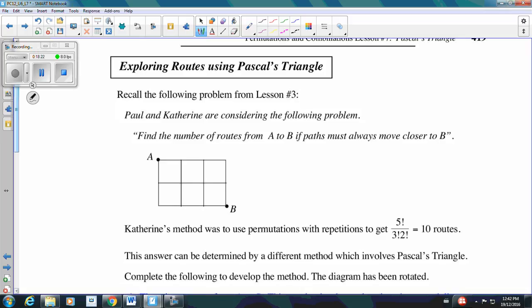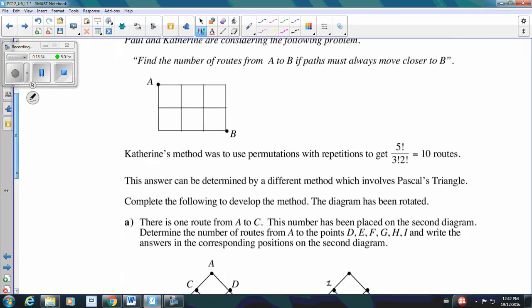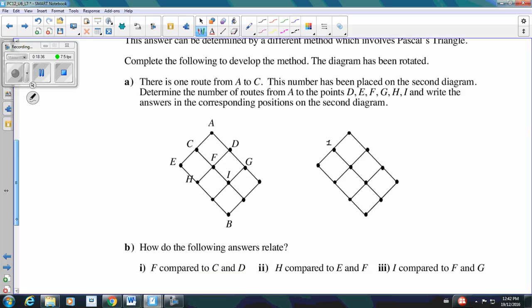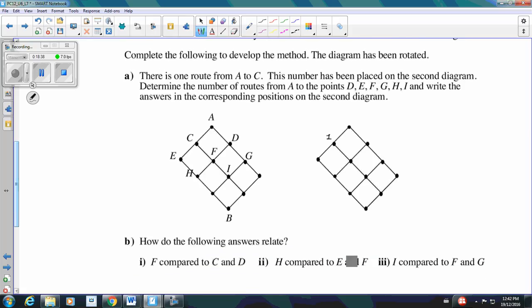From A, there is one route from A to C. This number has been placed on the second diagram. Determine the number of routes from A to the points D, E, F, G, and H. Write the answers in corresponding positions on the second diagram. So we have rotated it, because we're going to use this to be Pascal's triangle, so it's going to kind of look like a triangle.